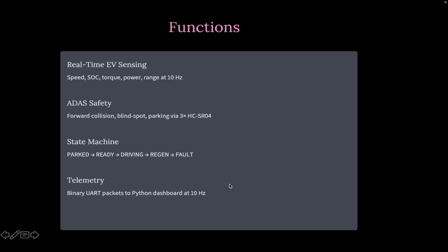The next is the telemetry. Telemetry is when the data is packaged and sent to the Python dashboard, which is finally how we visually represent all the data that we have received. That data is sent through UART communication. UART is a serial communication protocol used for transferring data. Using this telemetry, a user can watch it live on the screen.